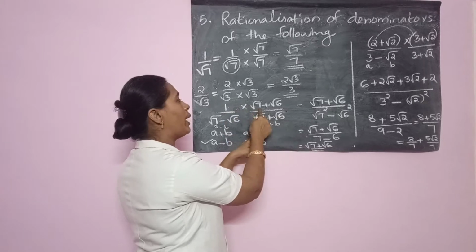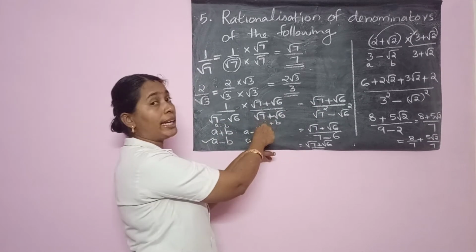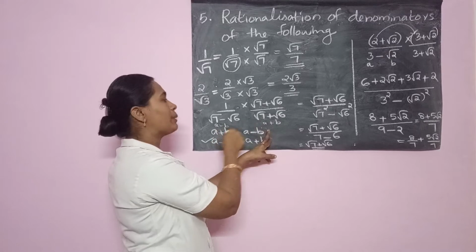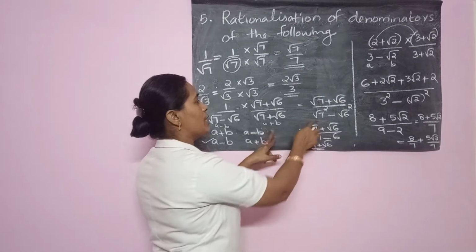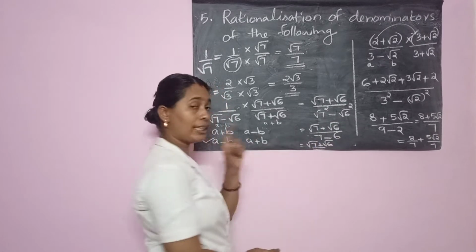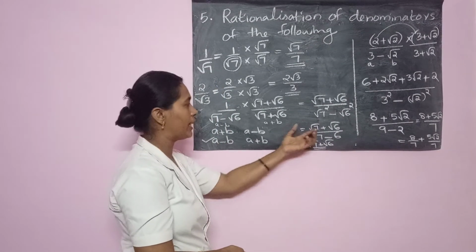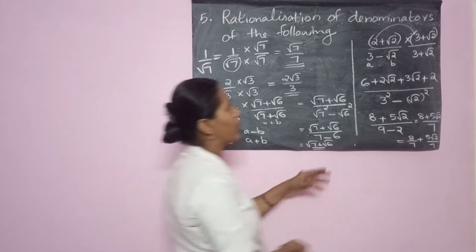Okay. So 1 into any term is that term itself. And denominator is of the form of the identity we studied last year. a plus b into a minus b can be written as a square minus b square. Square of first number minus square of second number. 7 minus 6 is 1. We needn't write 1. Let us write only root 7 plus root 6. Okay. Come to next question.